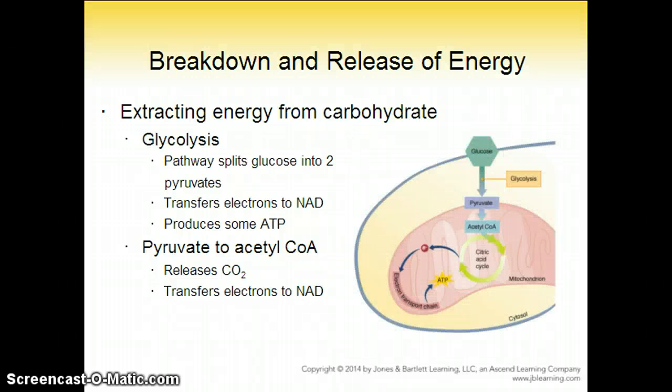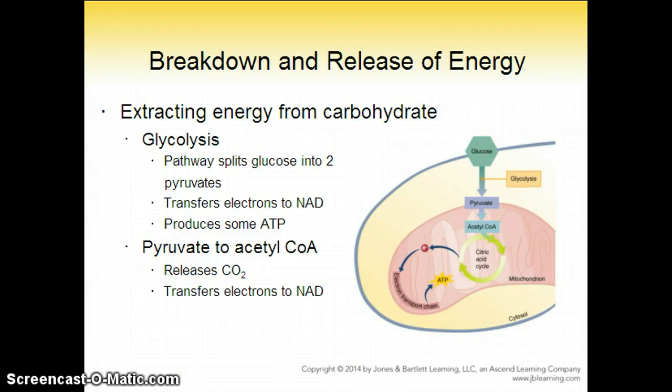The breakdown and release of energy. The cells extract energy from carbohydrate via four main pathways: glycolysis, pyruvate into acetyl-CoA, the citric acid cycle, and the electron transport chain. Extracting energy from carbohydrate, the citric acid cycle, on table 8.1 it actually shows how this works, and the citric acid cycle and electron transport chain require oxygen, where glycolysis does not.